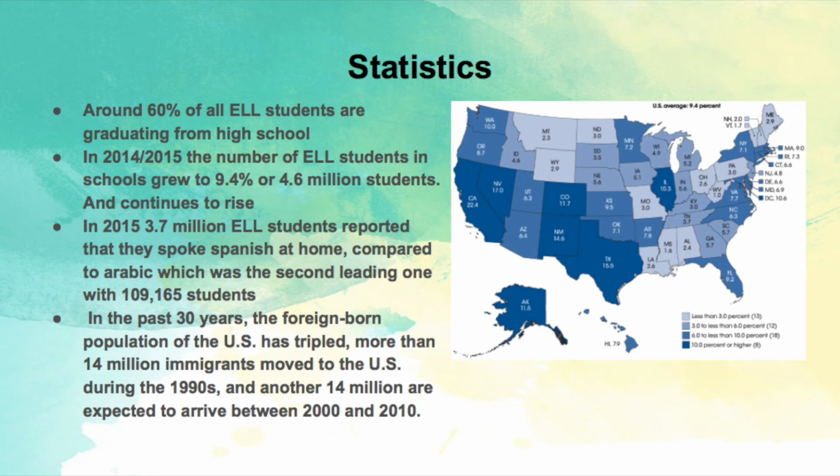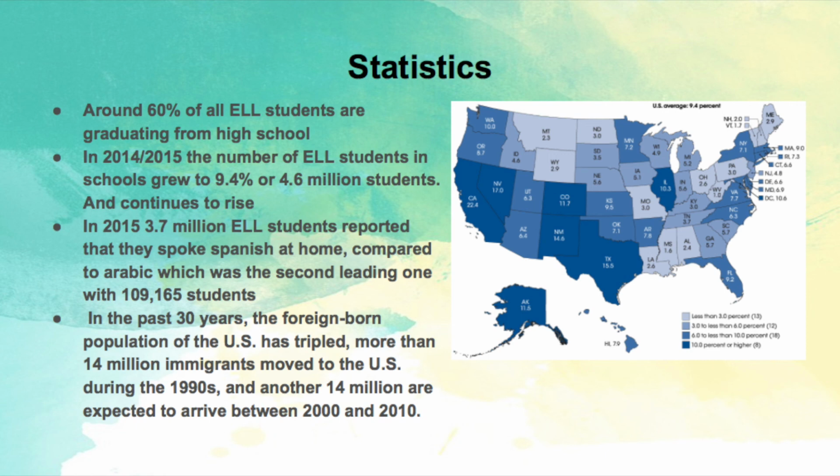So here are a few statistics on ELL students in the United States. Around 60% of all ELL students are graduating from high school. Woohoo! In 2014 and 2015, the number of ELL students in schools grew to 9.4% or 4.6 million students, and it continues to rise.